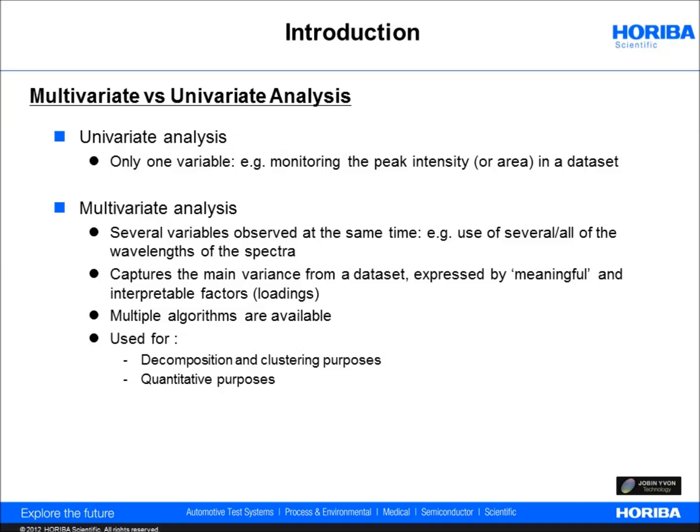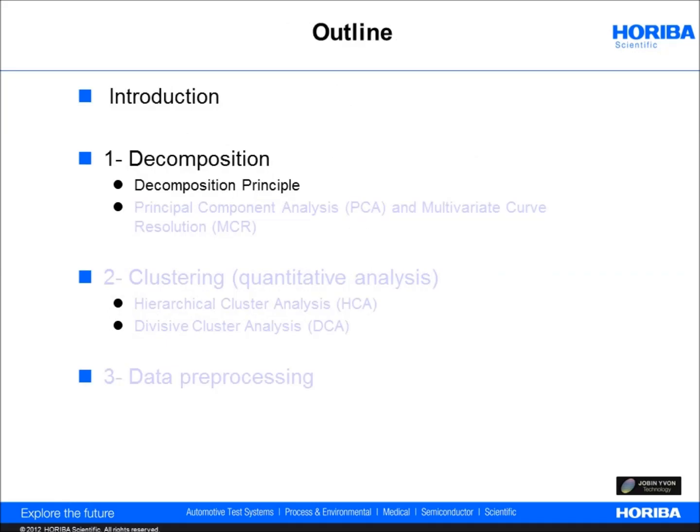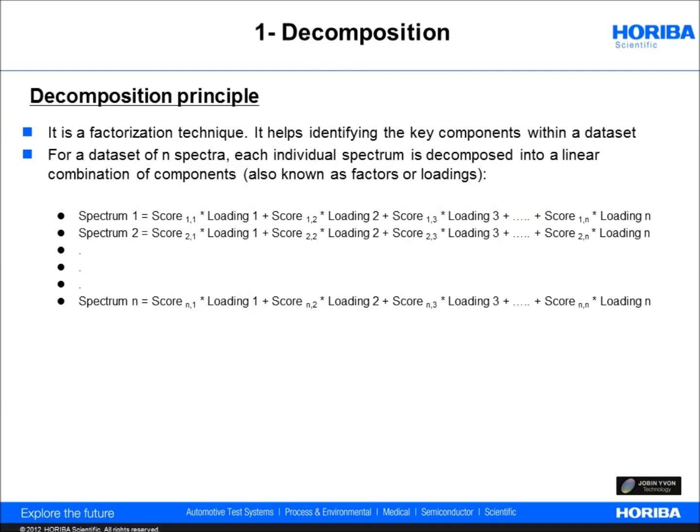Various algorithms are available to perform such multivariate analysis. Only the descriptive ones will be described here, decomposition and clustering, but be aware that some of them can be used for quantitative purposes. Let's have a look first at the decomposition principle. The decomposition techniques aim at extracting the main information from a dataset.